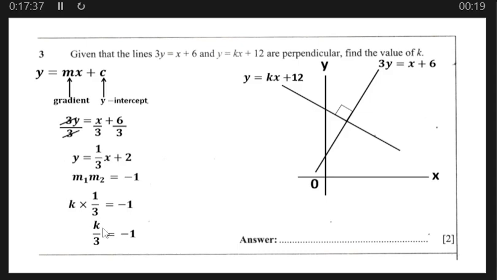Then we are going to make k the subject of the formula. To do that, first of all, we make the other side a fraction by saying over 1. Then we cross multiply: k times 1, and then 3 times -1. So k times 1 gives us k, equals 3 times -1, which gives us -3. That simply means that the value of k is -3. We have found the value of k.